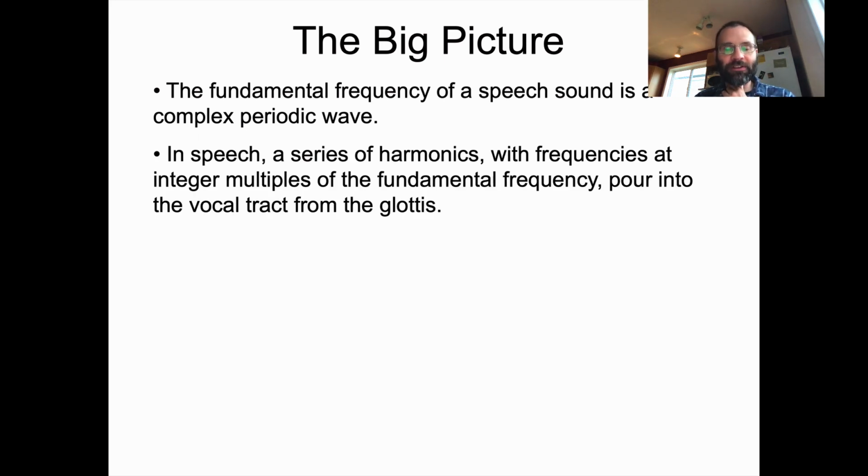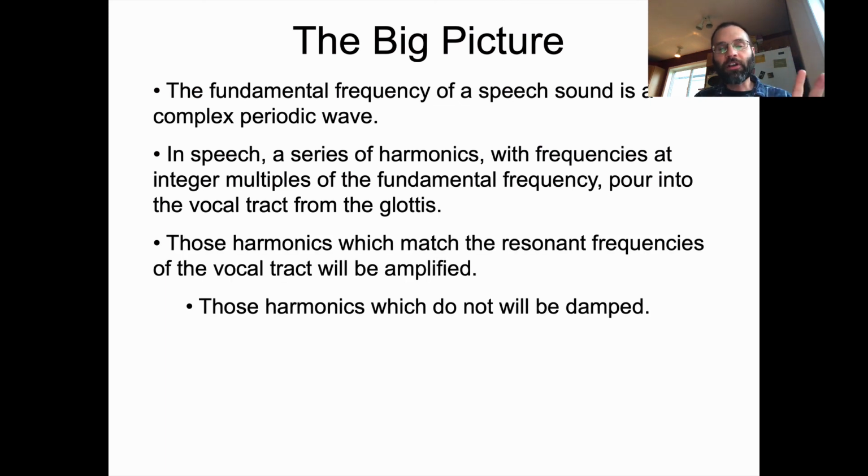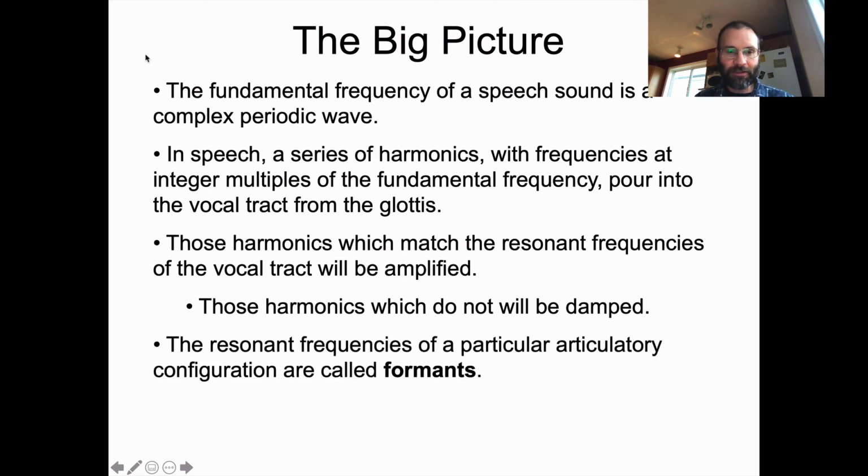A complex wave consists of a series of harmonics. They are all at frequencies at integer multiples of that fundamental frequency. They will pour into your vocal tract from the glottis. Those harmonics which match the resonant frequencies of your vocal tract will be amplified. Those which do not will be damped and will lose intensity. And these resonant frequencies of the vocal tract are simply determined by the length of the vocal tract in the most basic case.